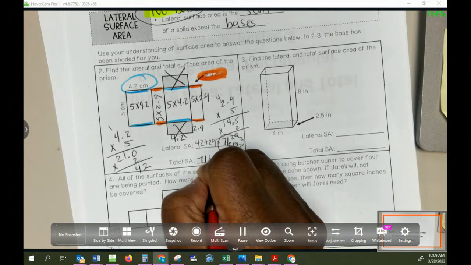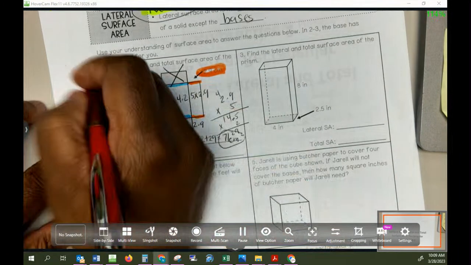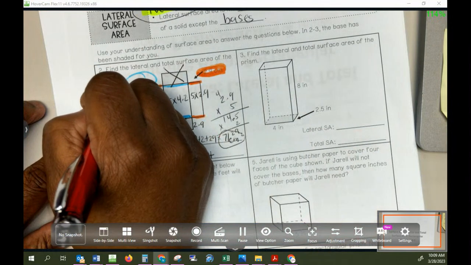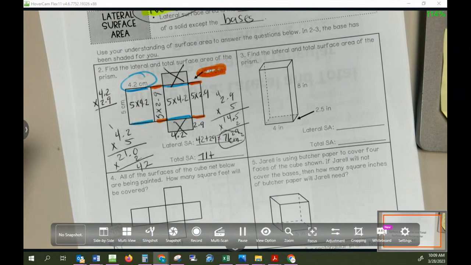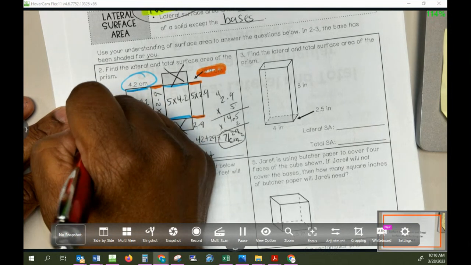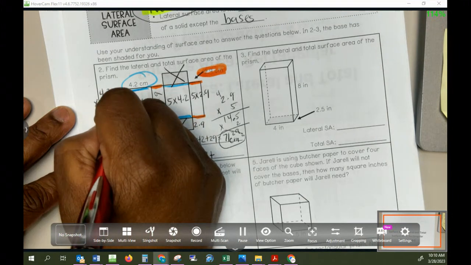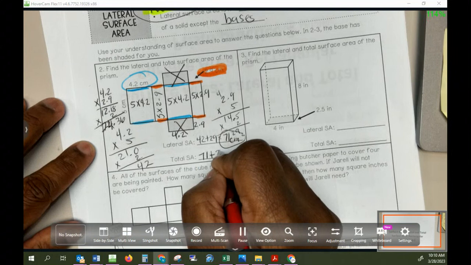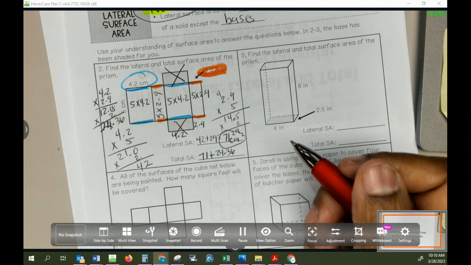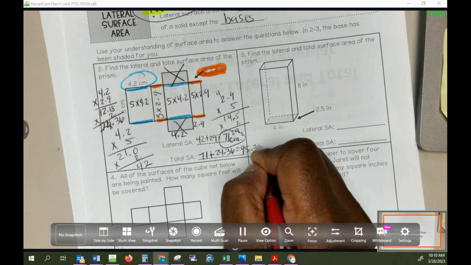So total surface area would be 71 plus whatever we get from multiplying 4.2 times 2.9. What's 4.2 times 2.9? 12.18. Times 2 is 24.36. So 71 plus 24.36, and what is that? I got 95.36. So my total will be 95.36.